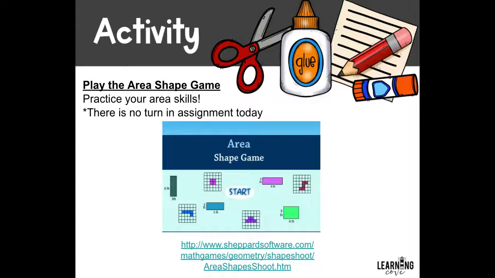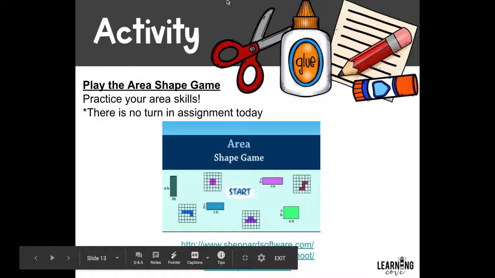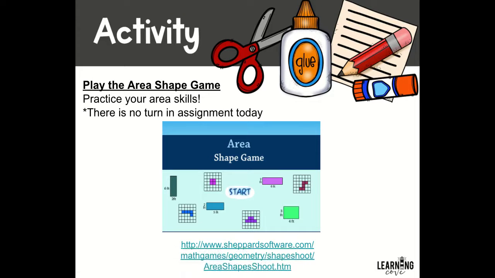So you go to shepherdsoftware.com and click this link, or it's also in your Google Classroom. On Shepherd Software, there's usually an ad going down on the side, and on the bottom, we don't click on ads. They just want money. We don't want to give them any. So here's the area shape game. I'm going to press start.